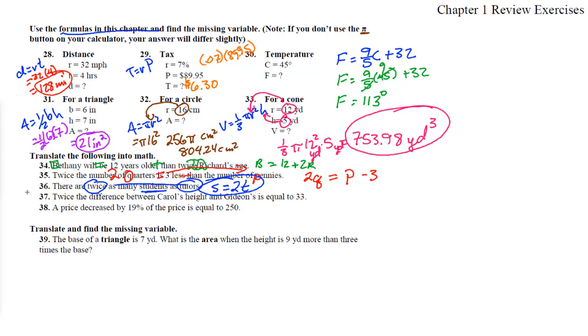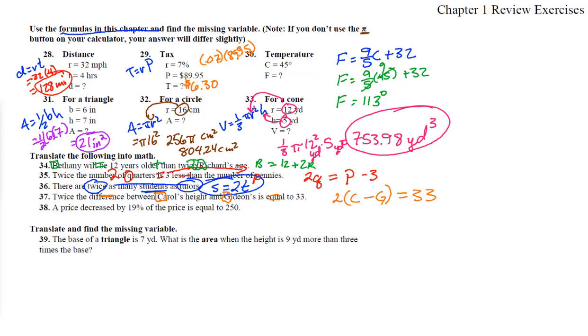Okay, number 37. Twice the difference between Carol's, the difference is subtraction, between Carol's height and Gideon's. So we're going to take Carol and Gideon, and that's the difference between their height, and we're twicing that whole thing. So we need parentheses around it, is equal to 33.